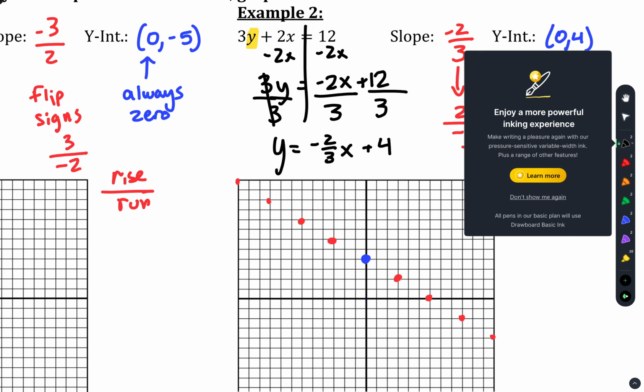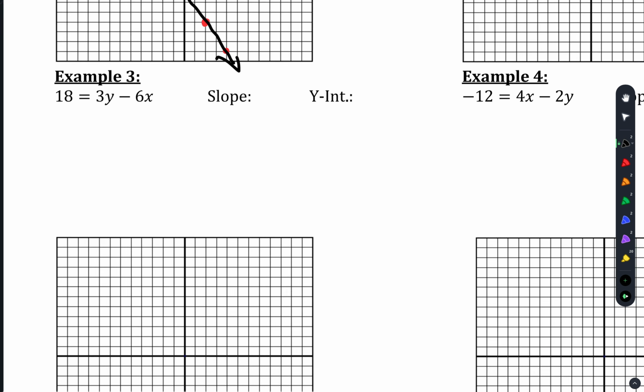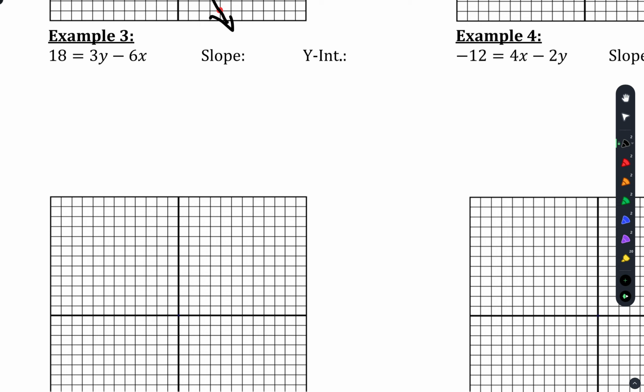Again, remembering we can pay attention to what the sign of our slope is. This slope is negative, so I know that my graph should be going downwards. Questions? Let's do one more like this. Take a look at 3. What do I do first here? First step is what?